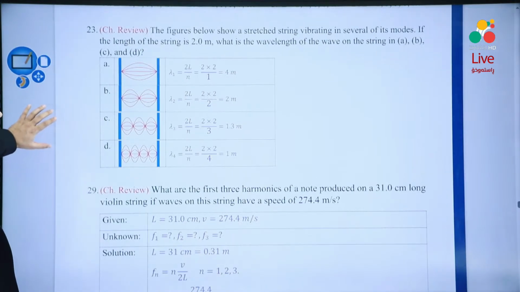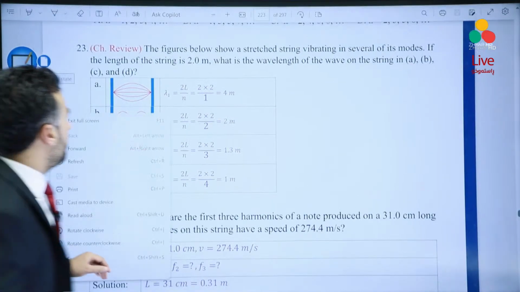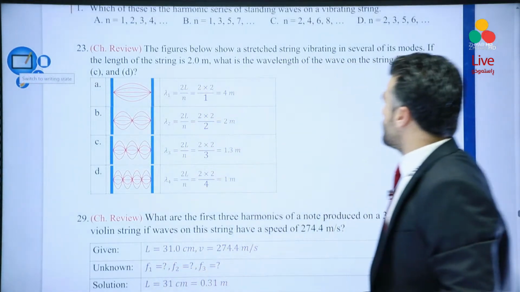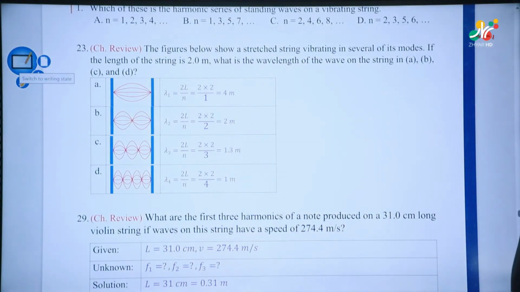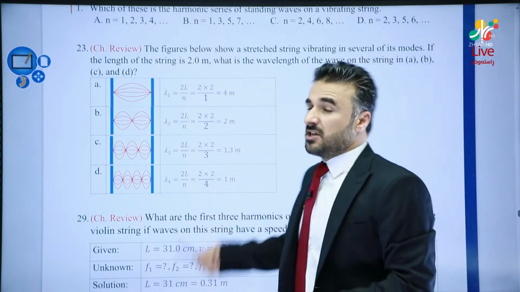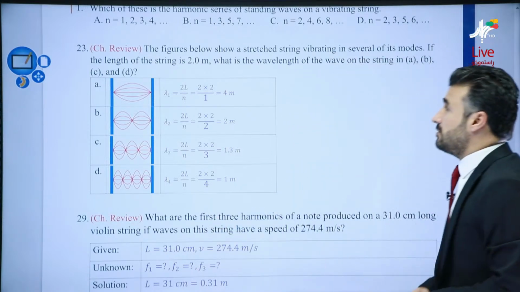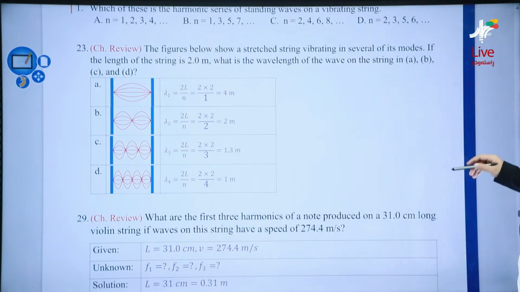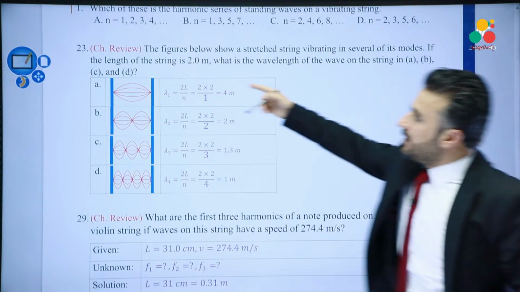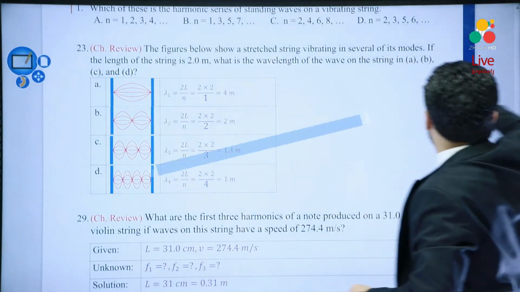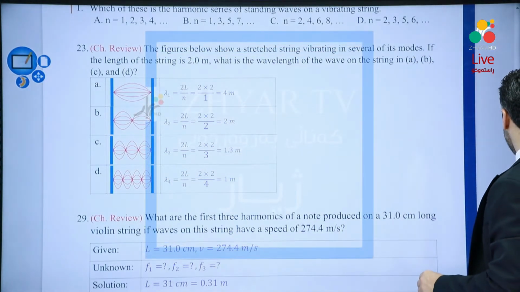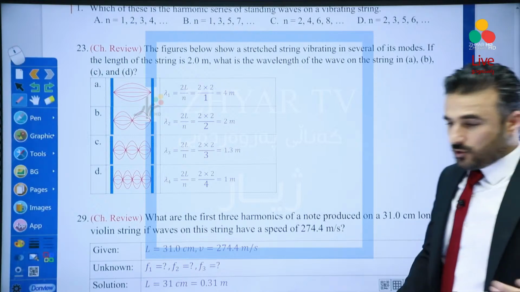All right, now take a look at this one here. It says, the figures below show a stretched string vibrating in several of its modes here, okay? If the length of the string is 2 meters, so what is the length? 2 meters. What is the wavelength of the wave on the string in A, in B, in C, and in D as well? All right, now let's solve this one here. And how do we approach solving this?